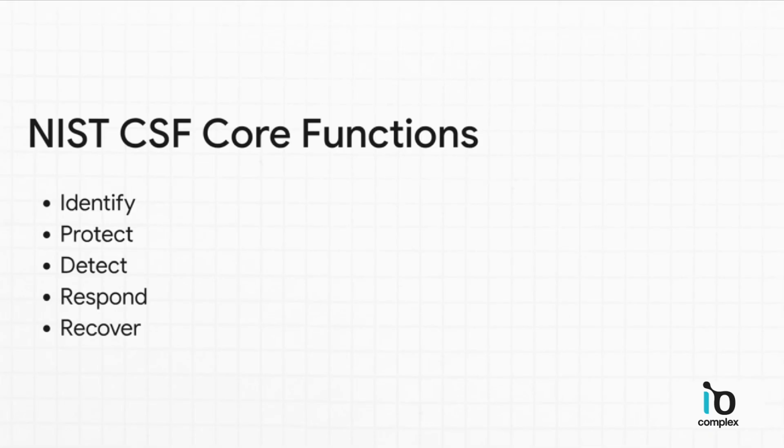And right at the heart of the NIST framework are these 5 core functions, and they cover the entire life cycle of a security incident. You have to identify what you're trying to protect, you set up controls to protect it, you have systems in place to detect when something goes wrong, you have a plan to respond to it, and you have a plan for how you're going to recover afterwards. Literally every single task an analyst does fits into one of these 5 buckets.